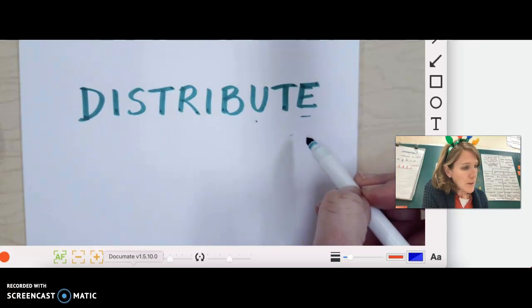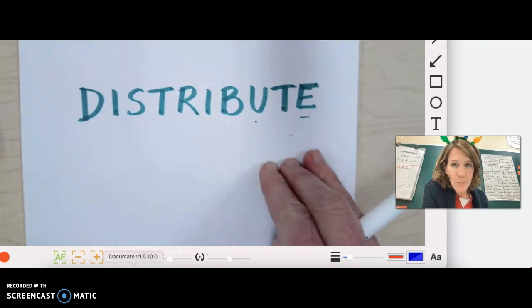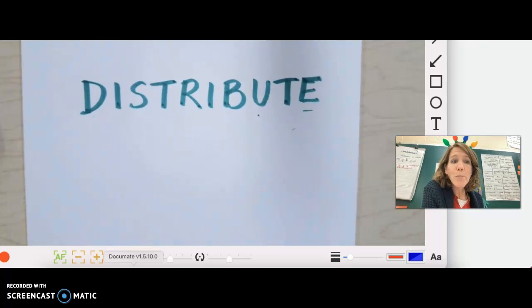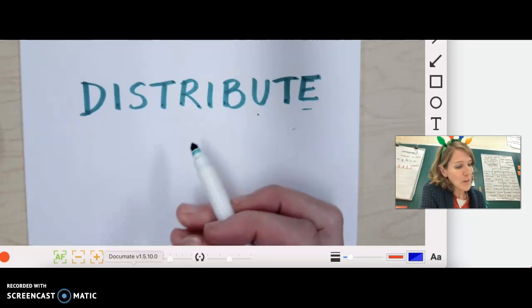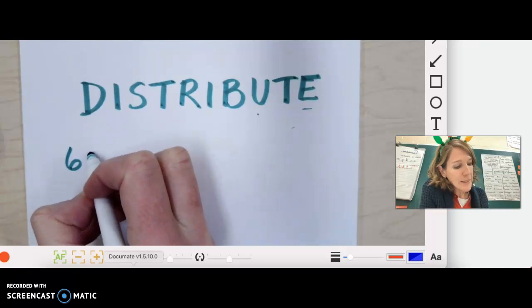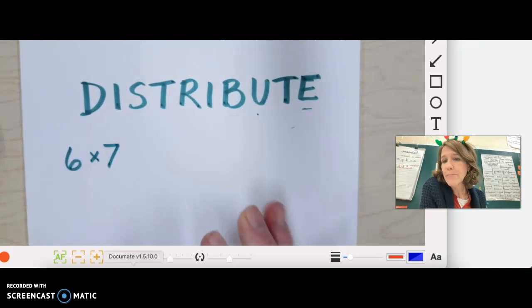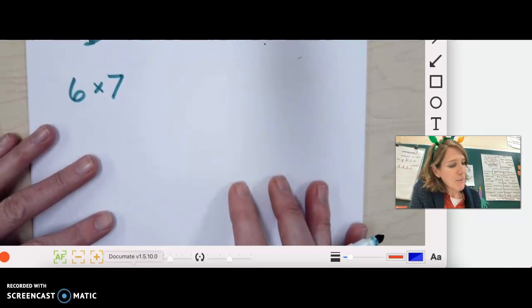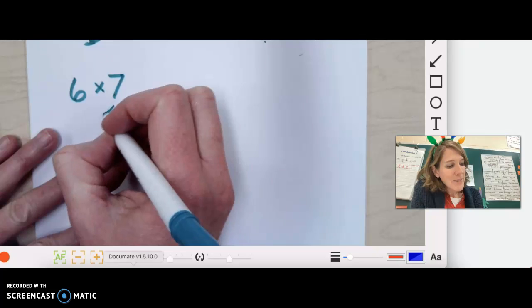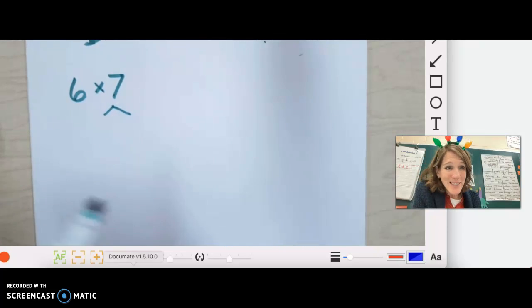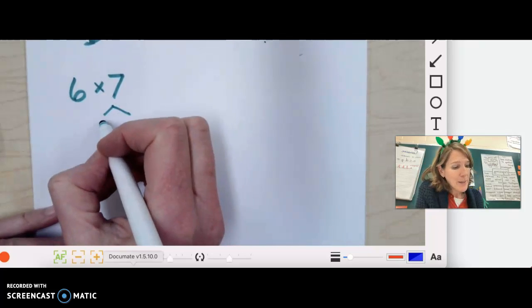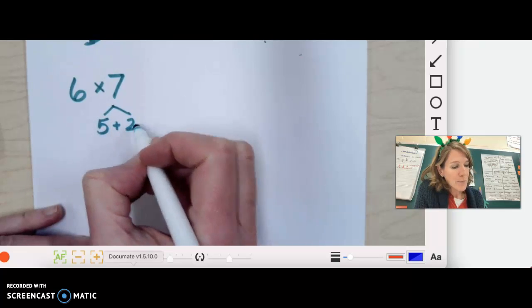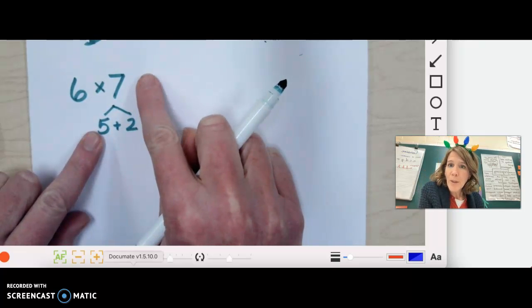Distribute, ready? Distribute means to break into sections. So when we're multiplying bigger numbers, we can distribute if we break it into smaller chunks. So watch this. If I take 6 times, let's say 6 times 7, I always think that's a tricky one. A lot of people don't, but I think that one's a tricky one. 6 times 7. I know that 7 is made up of two numbers. I can break 7 into two smaller pieces. I can break it into 5 plus 2. 5 plus 2 is equal to 7, right?